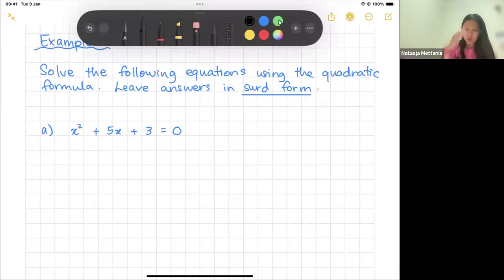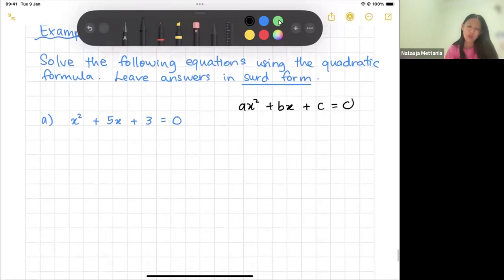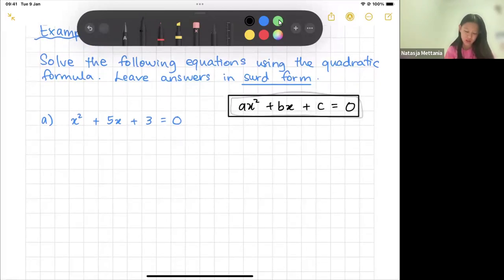As a little tip, write down the general form of a quadratic equation: ax squared plus bx plus c equals 0. Looking at this equation here, does it equal 0? Yes. Does it look like my general form that I've written up here? Yes. So now this is what I'm going to do.